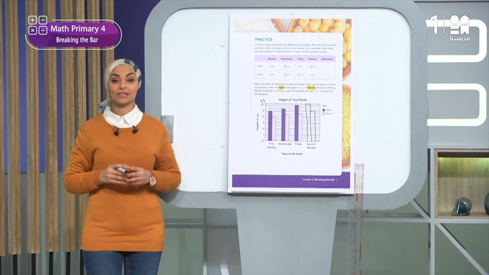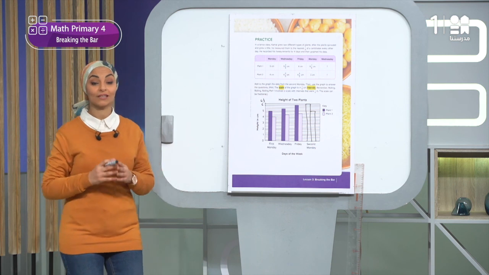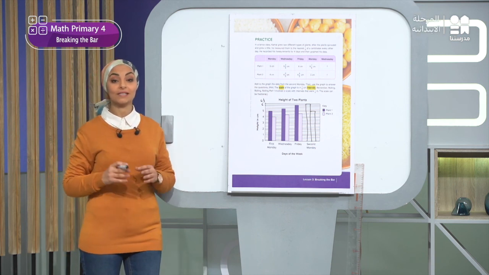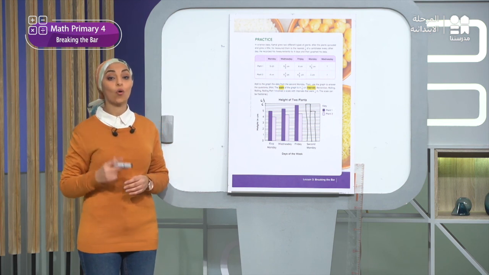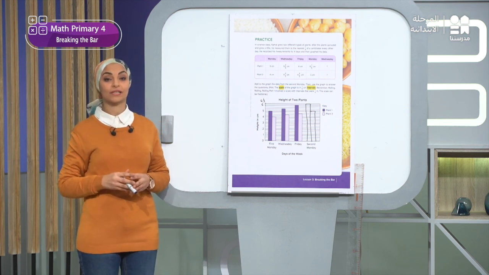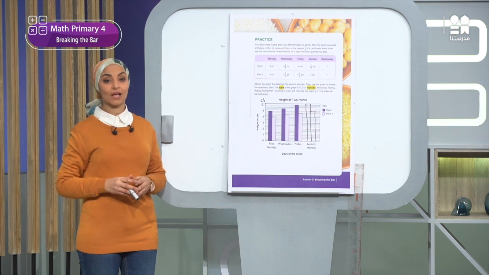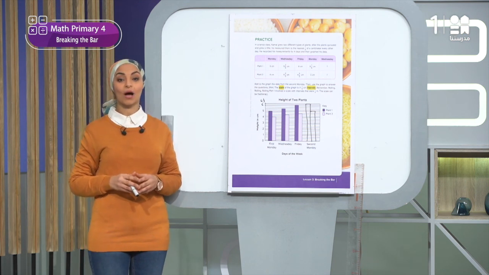Now we have finished this lesson's objective. In this lesson we learned how to draw and analyze a single bar graph or a double bar graph using data with fractions. See you soon in another lesson about bar graphs.